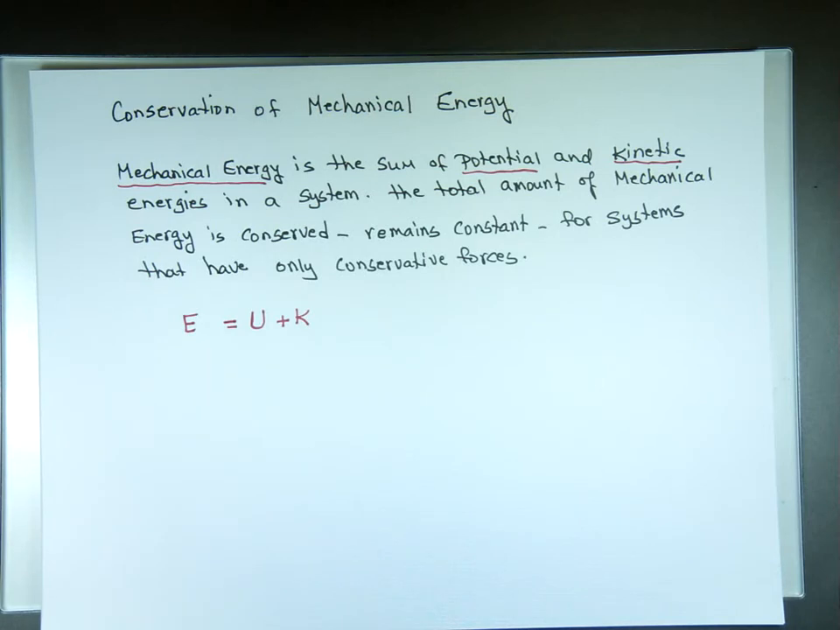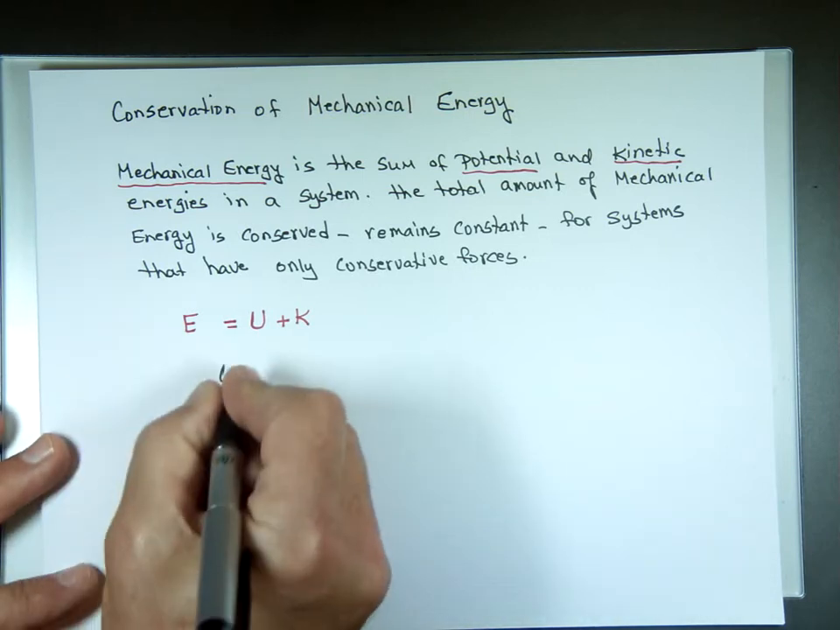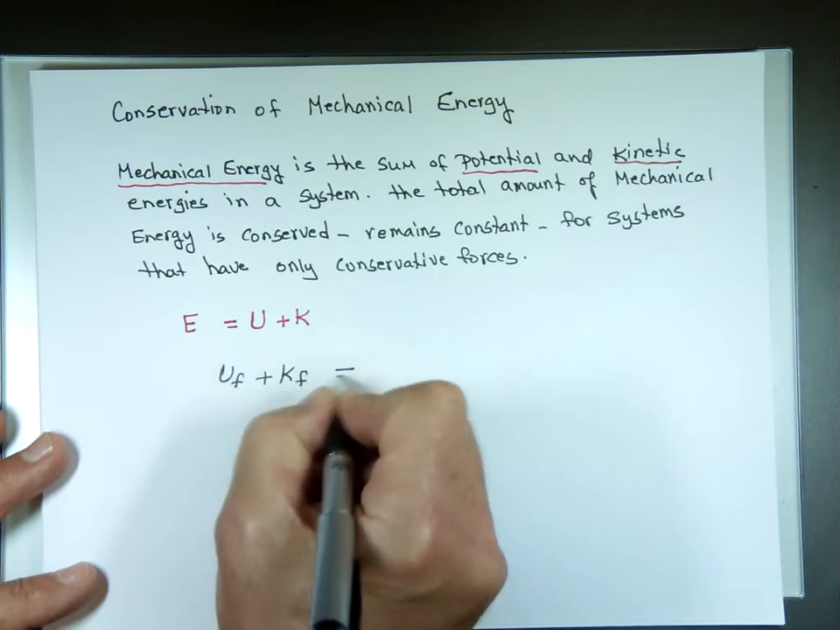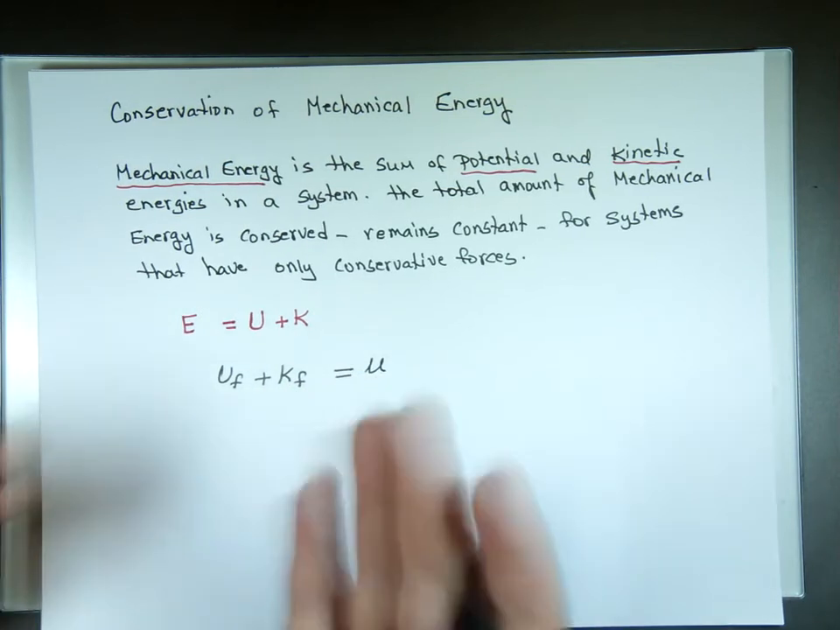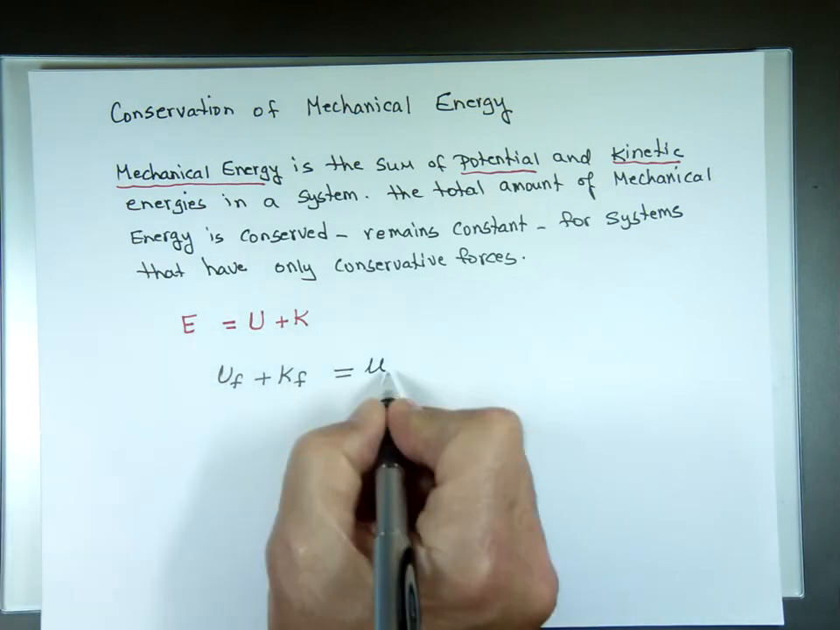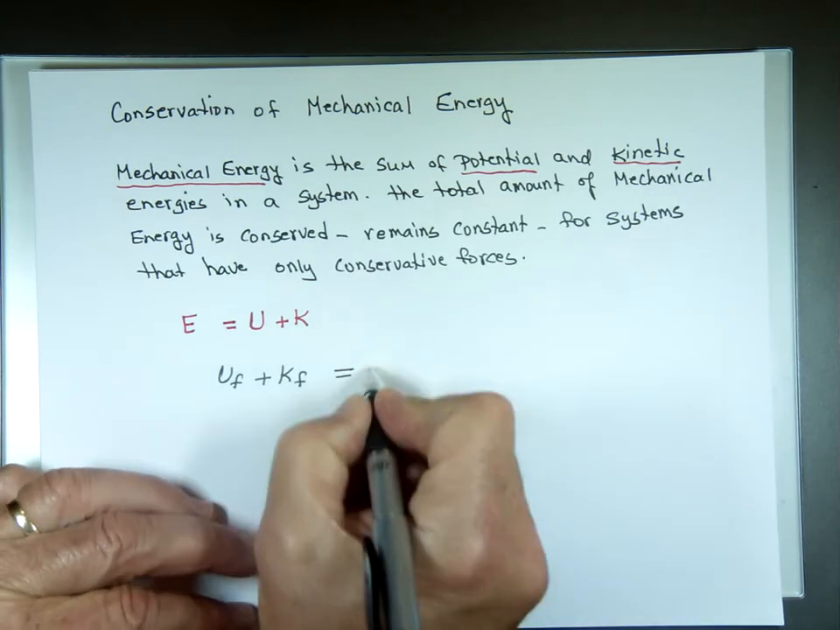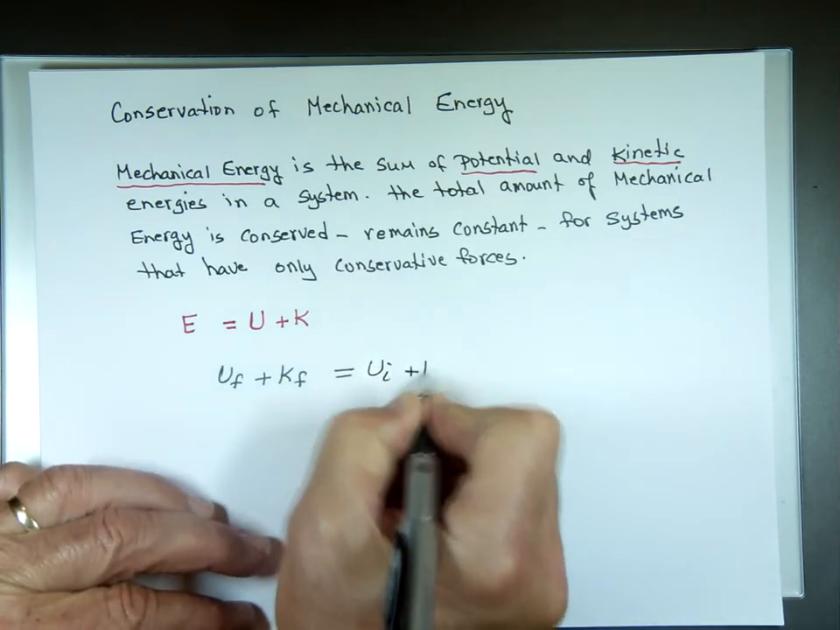So now, before we used to say that work, or energy, is the change in kinetic energy. Now we're going to be dealing with both. So basically, if you take the final potential energy and the final kinetic energy and add them, that should equal, that's again U and not a mu, it looks like a mu, the initial potential energy plus the initial kinetic energy.